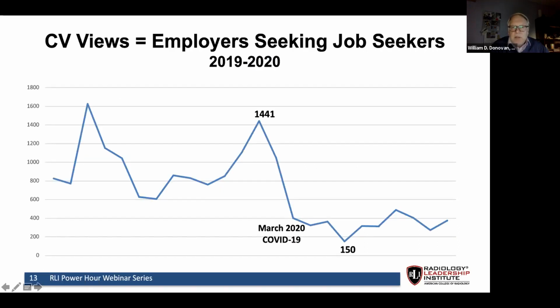So as you might expect, employers looking on the job boards at CVs of potential candidates was going up, and then it went down, and then it went up. But then when March of 2020 hit, it crashed pretty significantly because everyone put their potential hiring on hold, or many did.